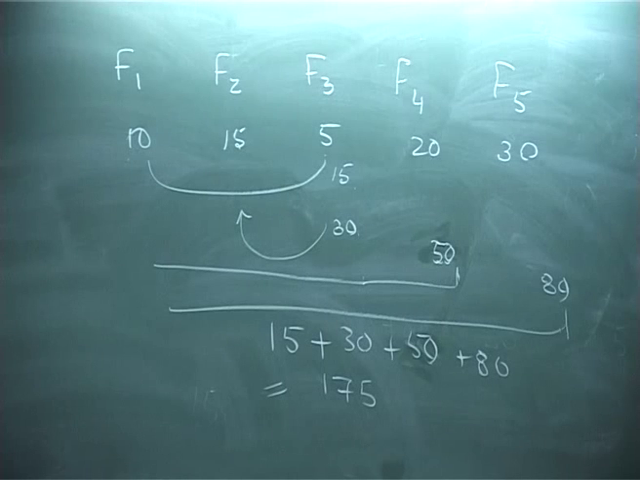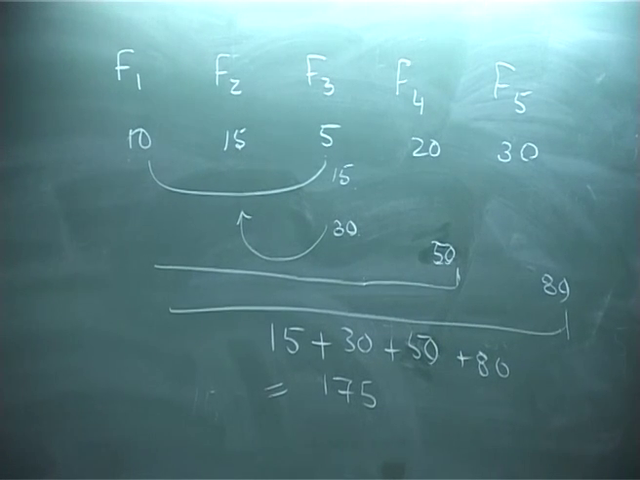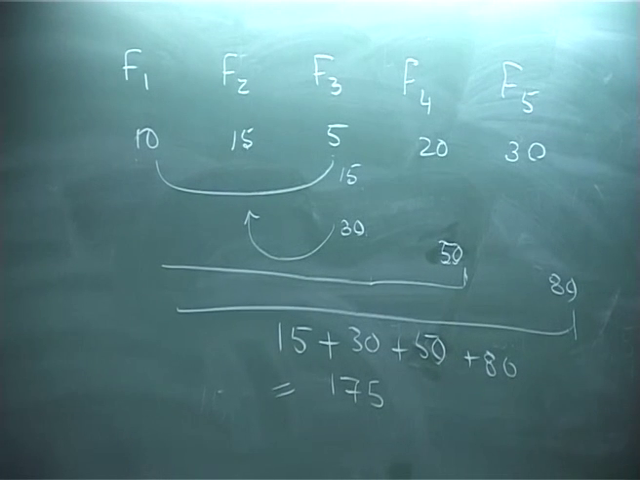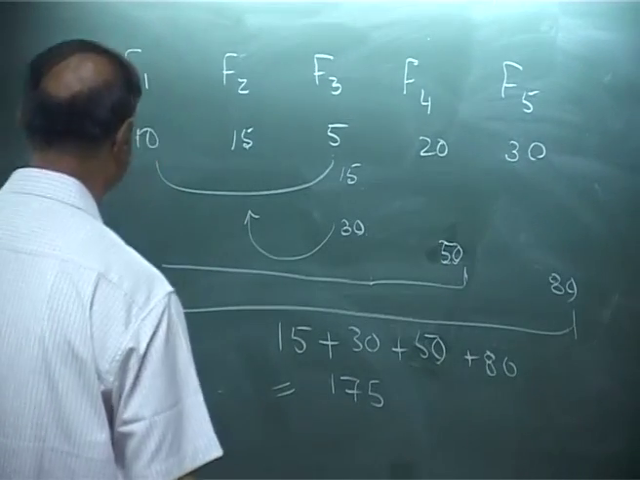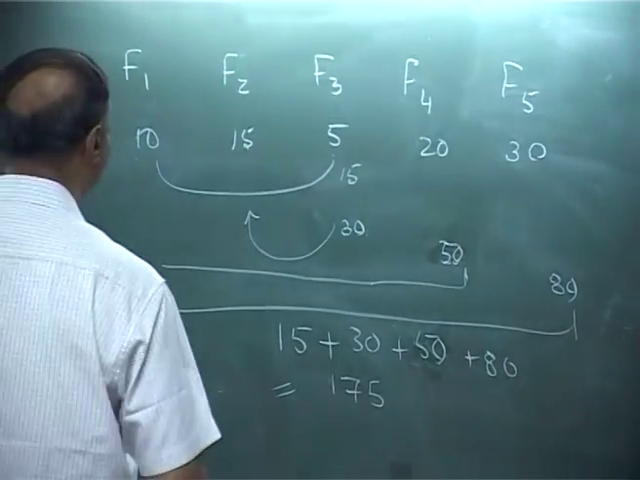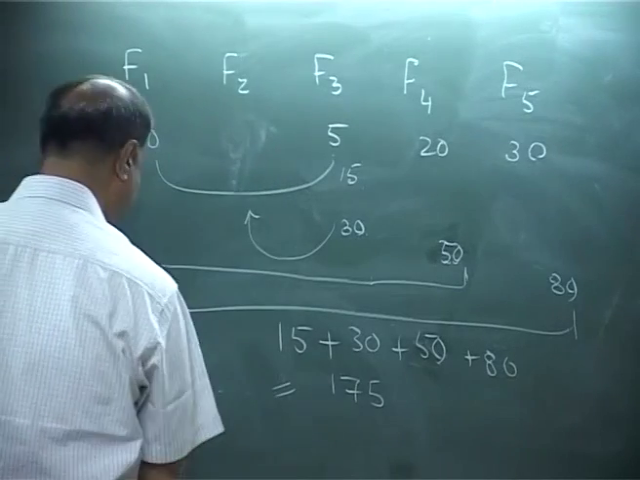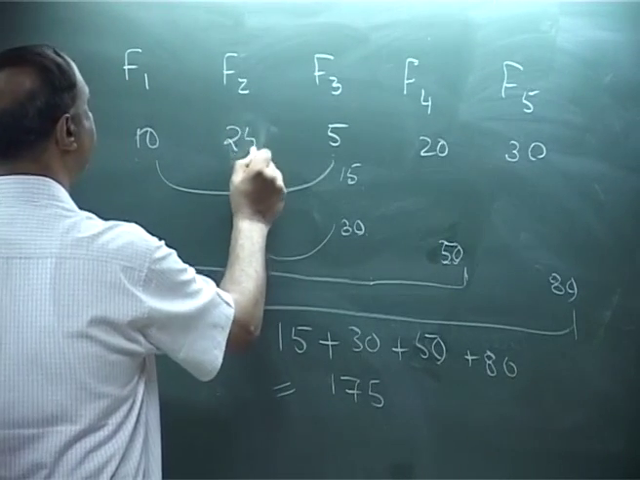Now can you tell me what is the best way to do it? What you have to do is that you first try to get the file with the smallest size and mark them. Then you select again the files with the smallest sizes and mark them. Say for example, suppose this is 25 instead of 15.